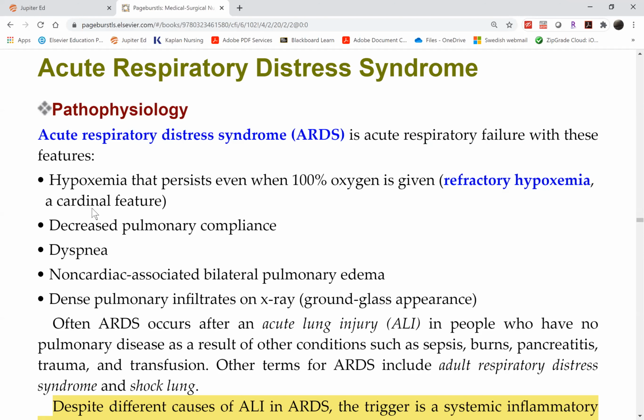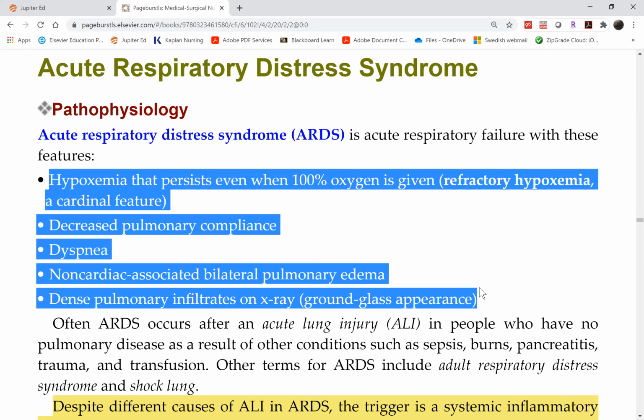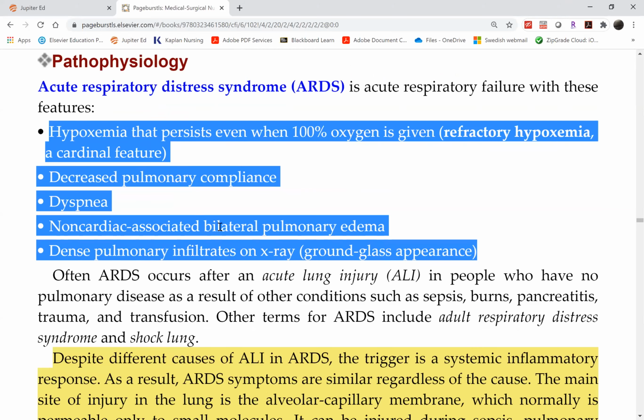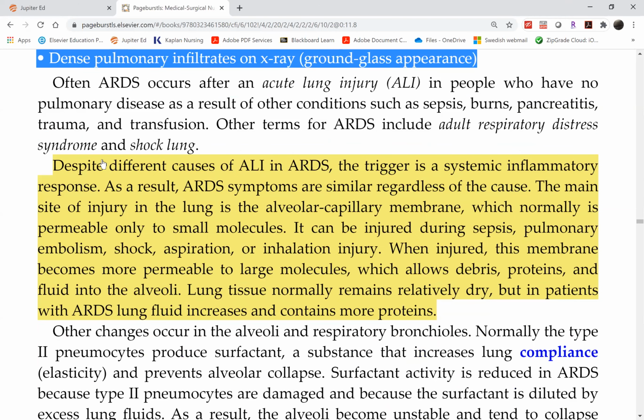Continue, Mr. Christopher. So we have hypoxemia that persists even when 100% oxygen is given. Refractory hypoxemia, a cardinal feature. We have decreased pulmonary compliance, dyspnea, non-cardiac associated bilateral pulmonary edema, dense pulmonary infiltrates on X-ray, ground glass appearance. All right, so let's look at what happens here. Before I explain these features, let's look at the pathophysiology.